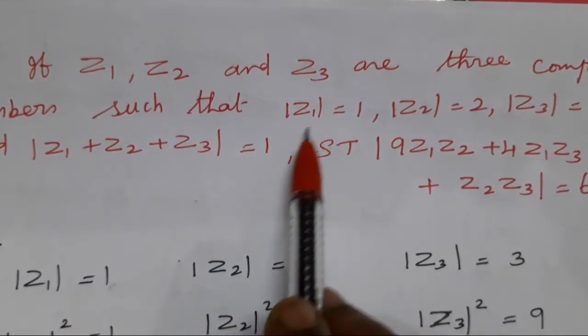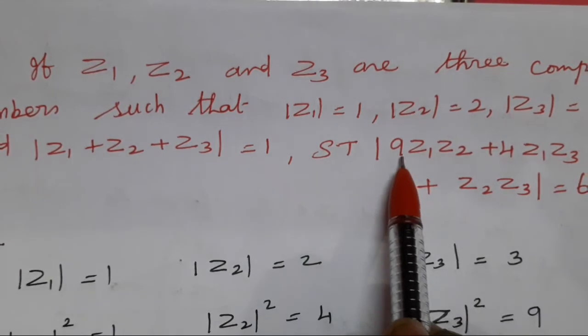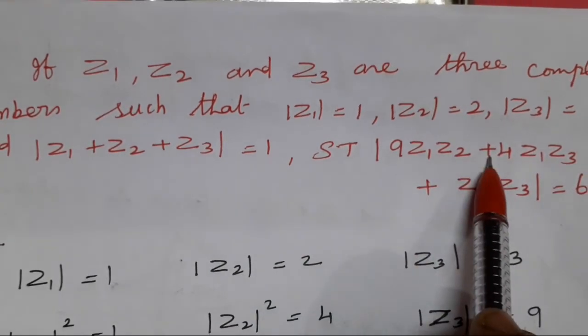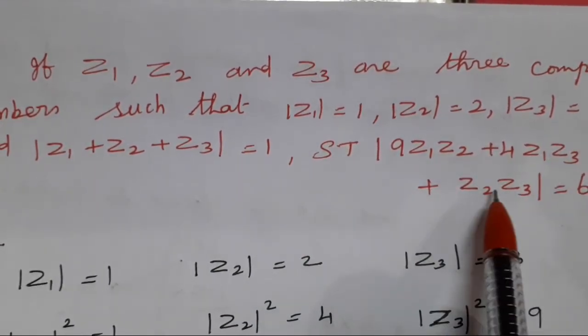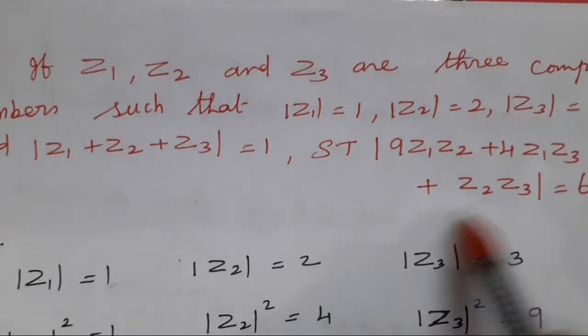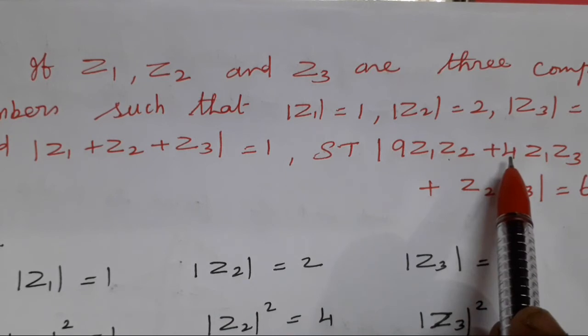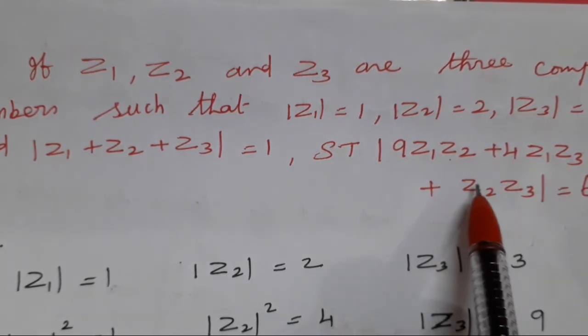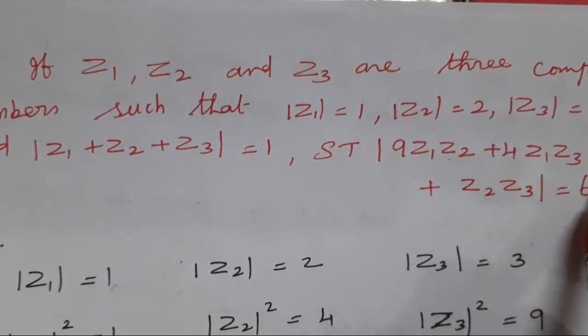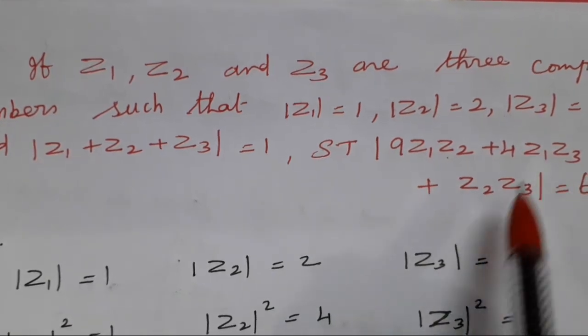What are we going to prove? We show that modulus of 9 into z1 into z2 plus 4 into z1 into z3 plus z2 into z3, the whole modulus, equal to 6. We are going to prove the result.